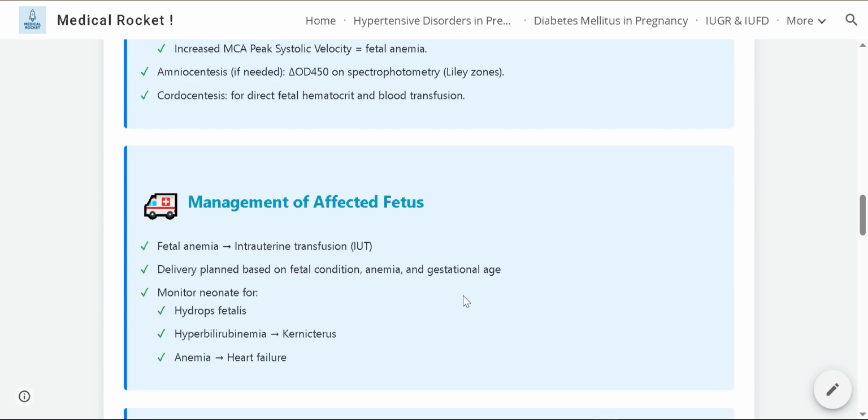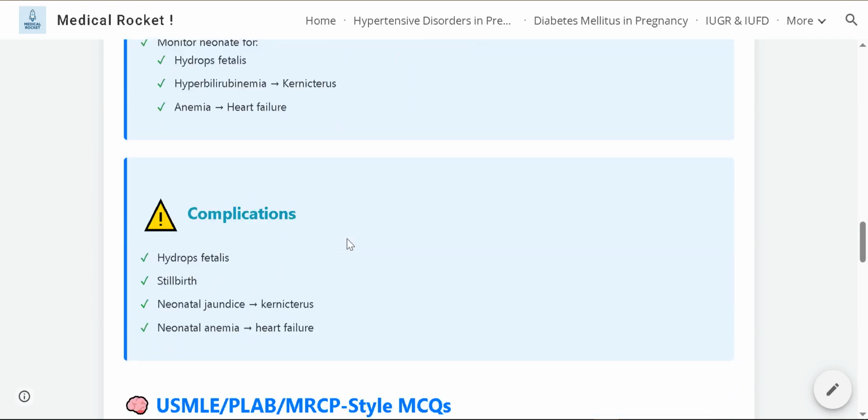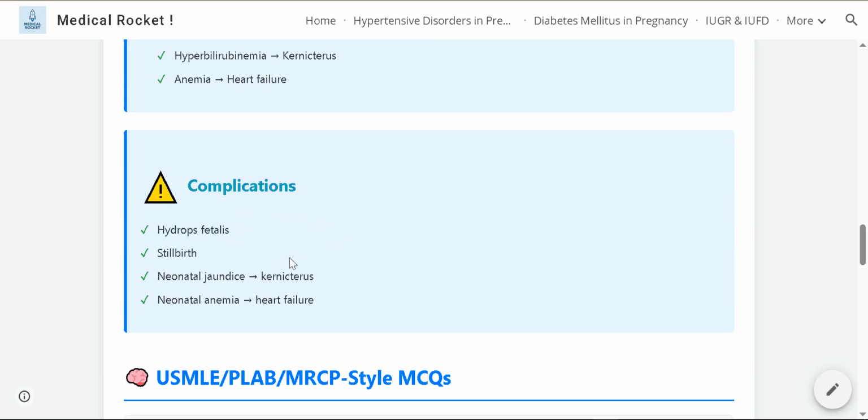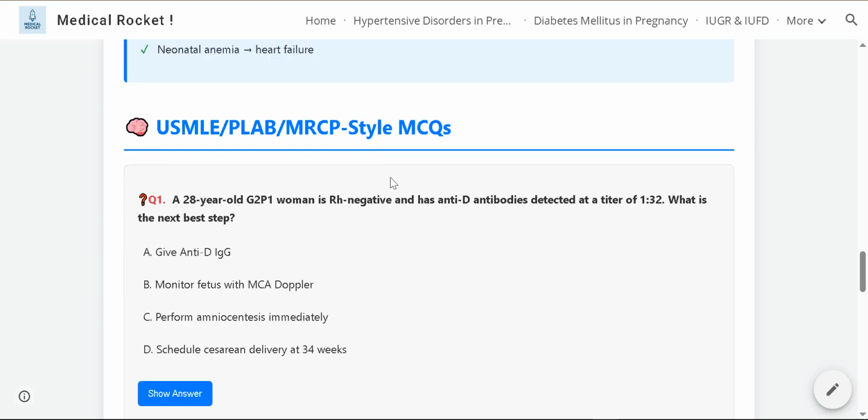Management of the affected fetus. Fetal anemia? Treat with intrauterine transfusion. Plan delivery based on the severity of anemia, fetal well-being, and gestational age. After birth, monitor the neonate closely for hydrops fetalis, severe hyperbilirubinemia, which can lead to kernicterus, and anemia, which may cause heart failure. Complications to memorize: hydrops fetalis, stillbirth, neonatal jaundice leading to kernicterus, and neonatal anemia leading to heart failure. This is high-stakes medicine and high yield for your exams.